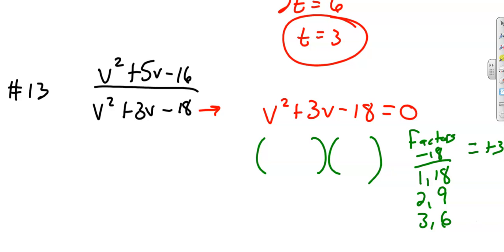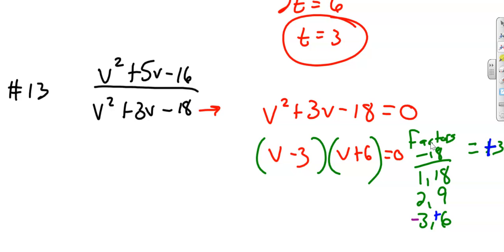So for this one, it's just a matter of getting the signs in the correct place. Since the b term is positive, the bigger term's going to have the same sign. And if you do a negative divided by positive, it makes the other number a negative. So that's a v minus 3 and a v plus 6.